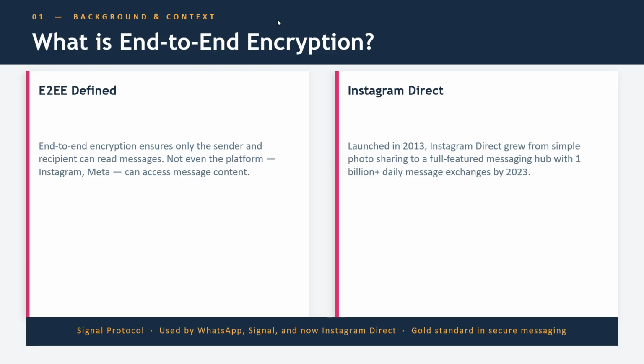Instagram Direct was launched back in 2013 as a simple photo sharing feature. Over the decade that followed, it became one of the world's most used messaging platforms with over a billion messages sent per day. For years, it operated without any encryption. Messages were visible to Meta's systems. The technology used to finally encrypt them is the Signal protocol, the same gold standard used by WhatsApp and the Signal app.